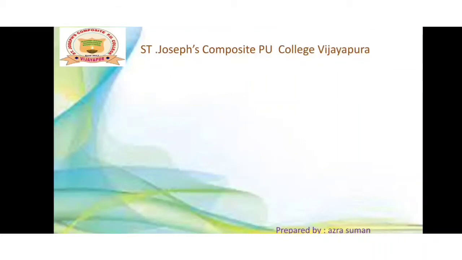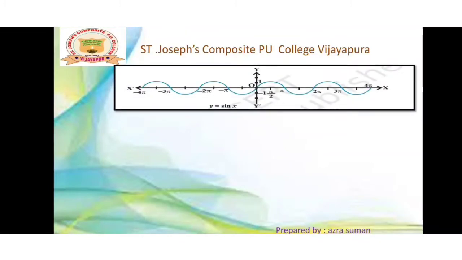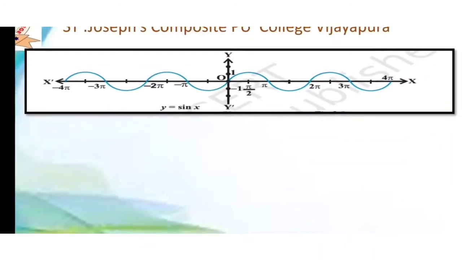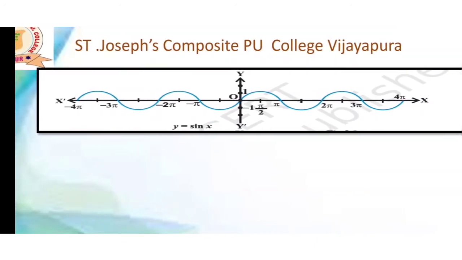Now we are going to see the domain and range of trigonometric functions. First is the sine function. This is the typical graph of the sine function. Look at this graph. We know some of the values of the function at some degrees. At 0 degrees, sine 0 is 0. So it will come here.